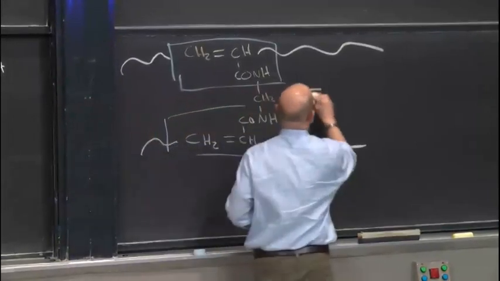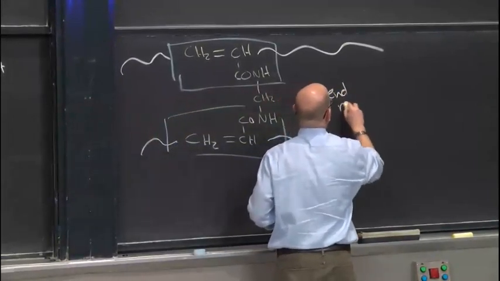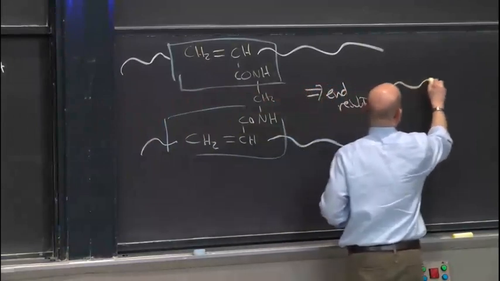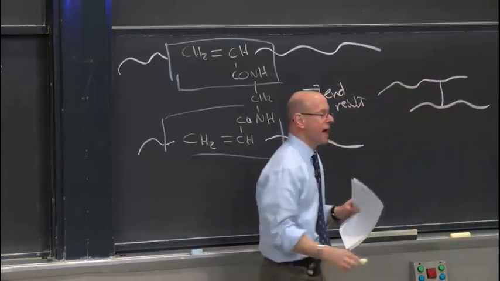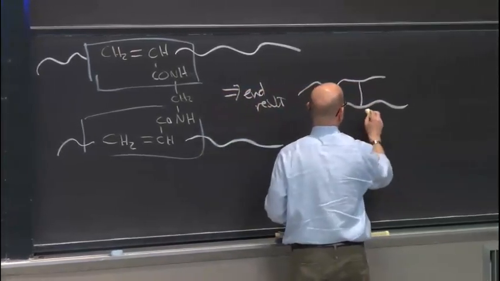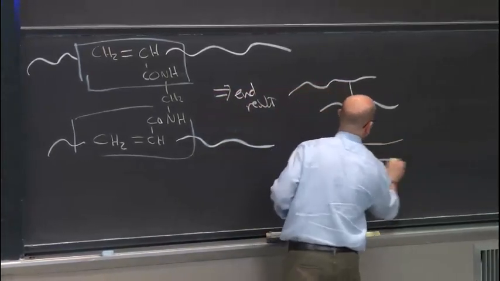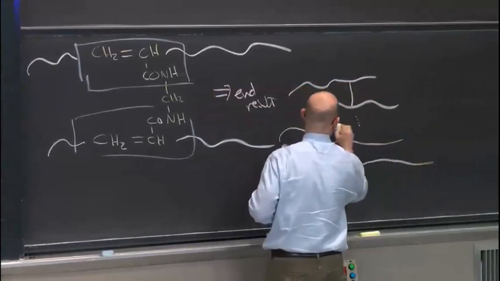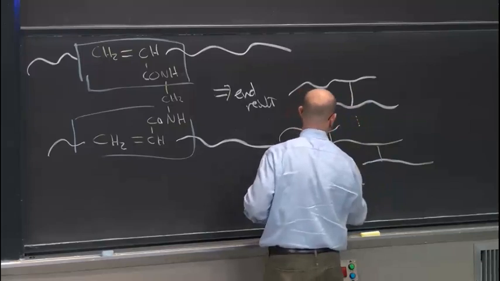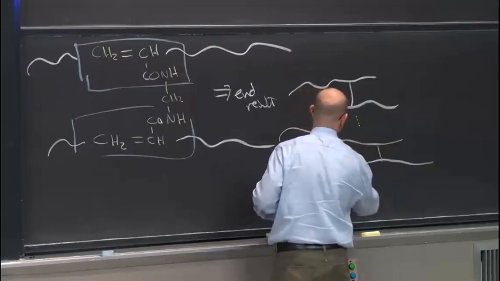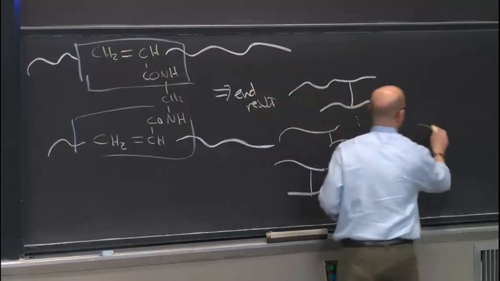So the end result of this is going to be I'm going to have one chain like this and another chain like that and a cross link in there. And if I continue doing this, dot, dot, dot, I will eventually end up with a whole long series of molecules all linked together in some type of chain structure. And this gives me my gel.